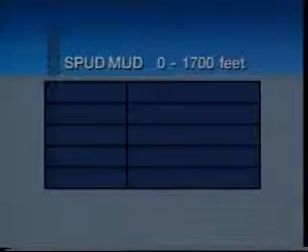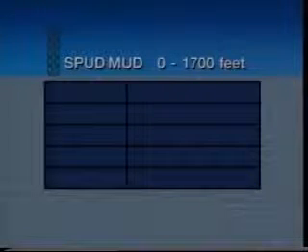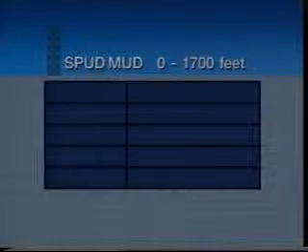Here's an example of one mud program prepared for a wildcat well in Brazoria County, Texas. While it is certainly not a universal program, it does give a sense of the planning required. The well is spudded with a bentonite and freshwater slurry having the following properties.